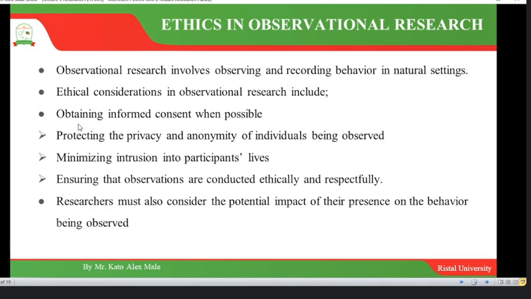Then another strategy is ensuring that observations are conducted ethically and respectfully. When you try to observe, do not try to intervene into people's activities that they are doing. You get it? However much they do not have to give you the consent because you are just observing what they are doing, do not so much intervene into what they are doing. Respect them, do your thing, do your research.